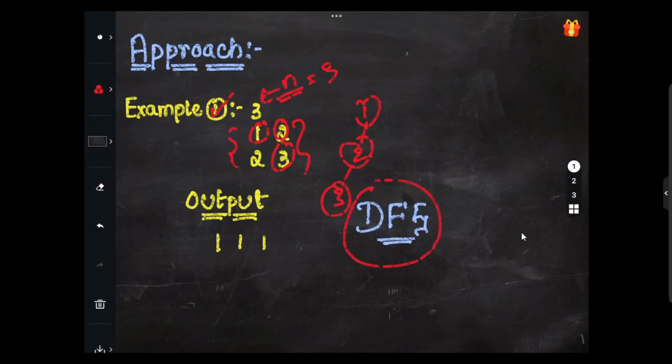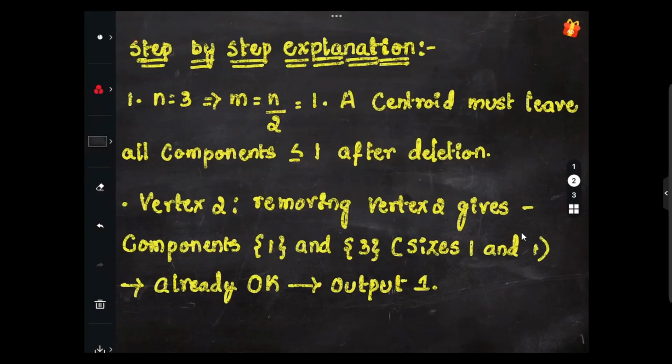We will be making use of DFS to solve this particular problem. Just remember this. Let's move on with the step-by-step explanation. First, we have been given n equals 3. M is nothing but n by 2. N by 2 gives 1 point something, so we will be going with 1. A centroid must leave all the components less than or equal to 1 after the deletion, according to the input that we are considering. We have considered the first example that they have given for the approach. So this is for the vertex, this one, what do we call?